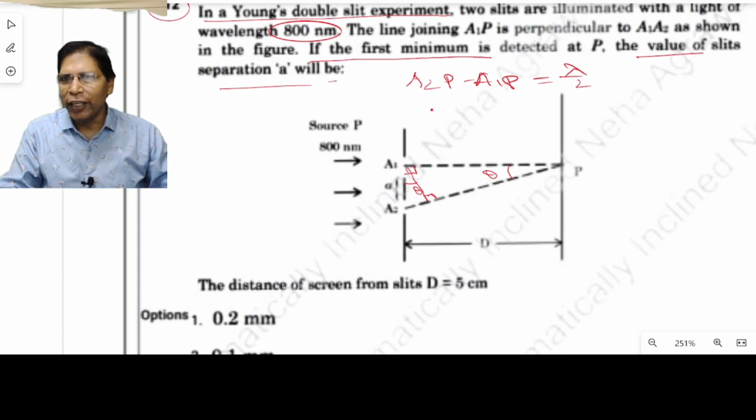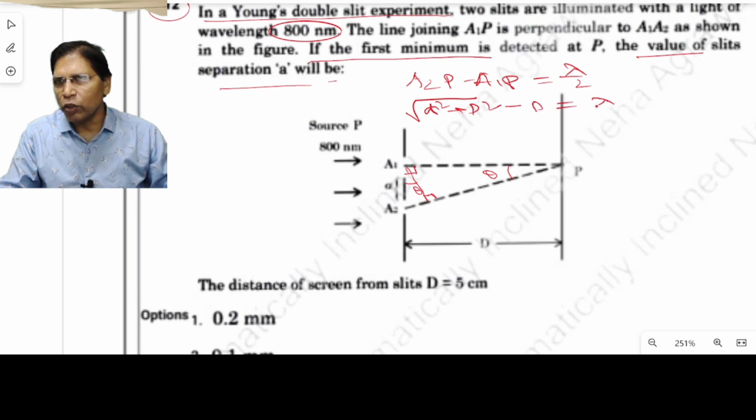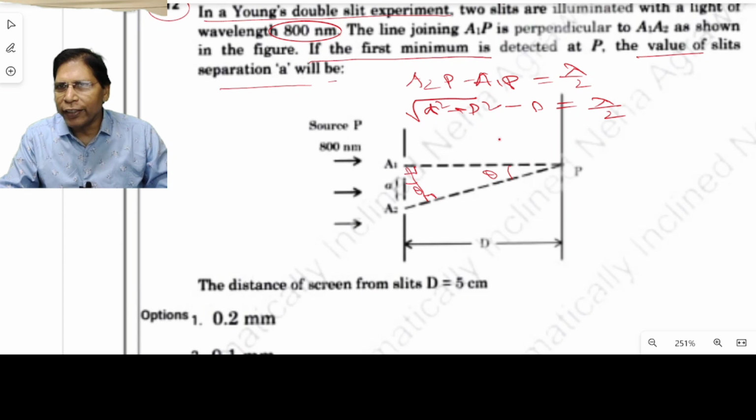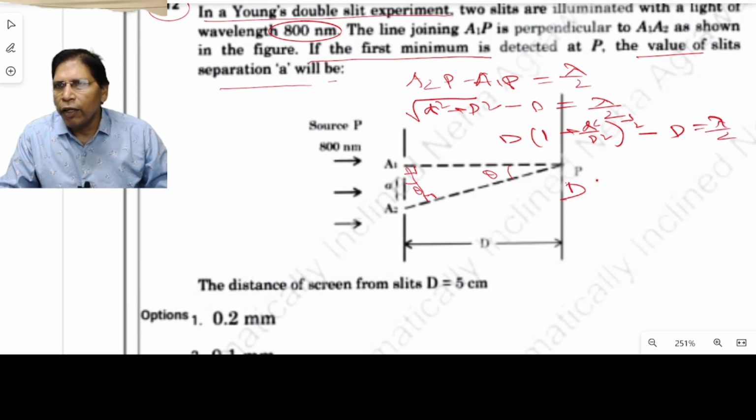Now look at this, the square root of d square plus capital D square, minus d, equals lambda by 2. So d into (1 plus d square by D square) to the power half, minus d, equals lambda by 2. This is d plus d into half into d square by capital D, minus d. The d cancels out with the minus d, so this is lambda by 2.